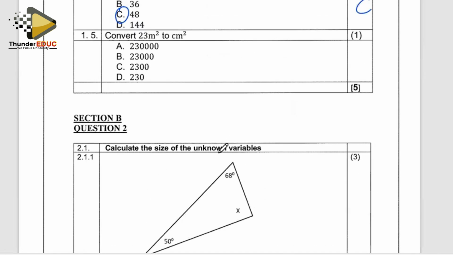And then 1.5, they're asking us to convert 23 meters squared to centimeters squared. The conversion factor between meters and centimeters is that 1 meter is equivalent to 100 centimeters. Since we are converting meters squared, we multiply by 100 and then by another 100, because the first represents 1 meter and the other represents another meter. That gives us 230,000 centimeters squared, which is option A.